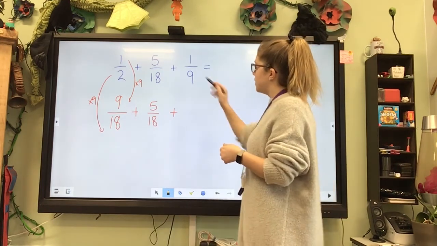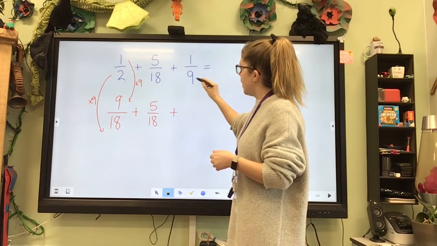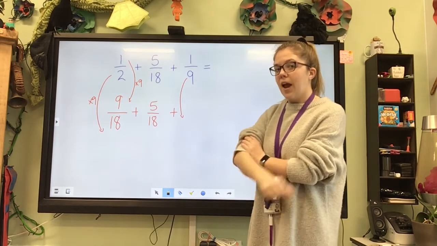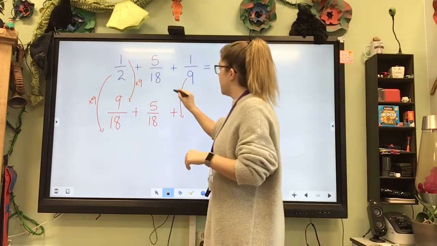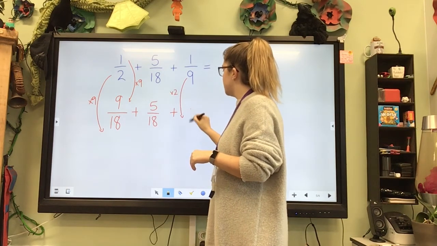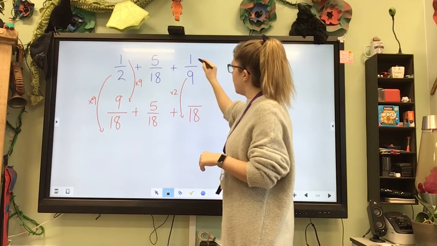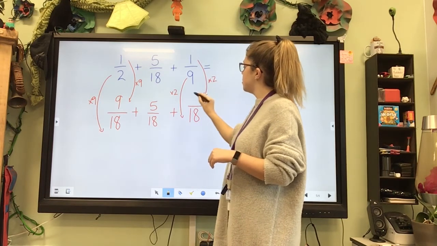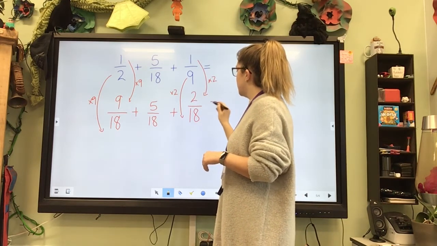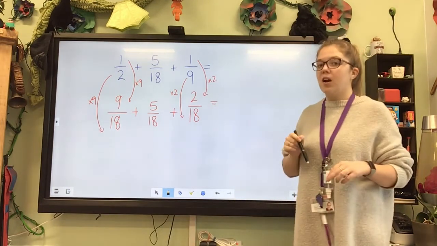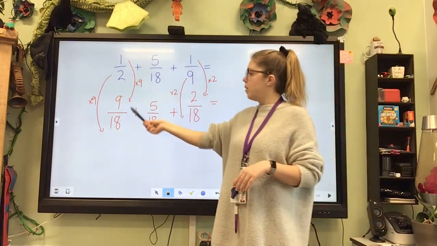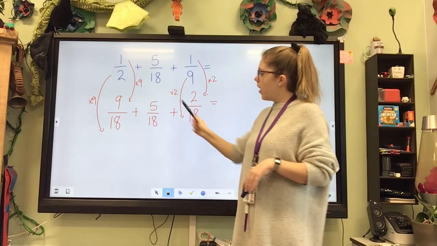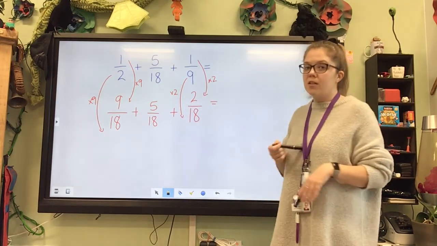Okay, and the same with my 1/9. What do we multiply 9 by to get 18? And the answer is 2. We do 9 times 2 is 18. And then whatever we do to the bottom, we need to do to the top. So I'm doing 1 times 2, which is 2. So in fact, what I'm adding up now, my 3 fractions have become 9/18, 5/18, and 2/18.